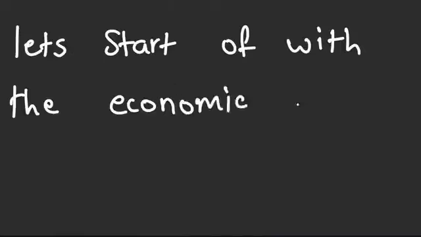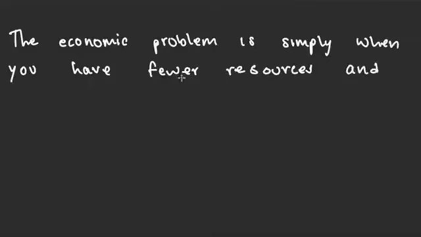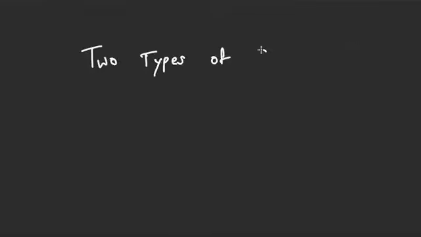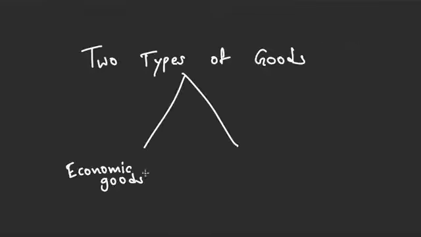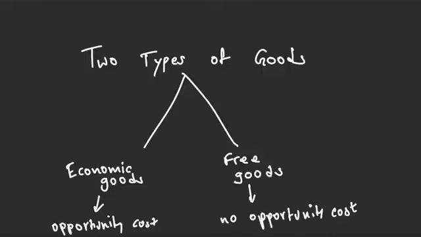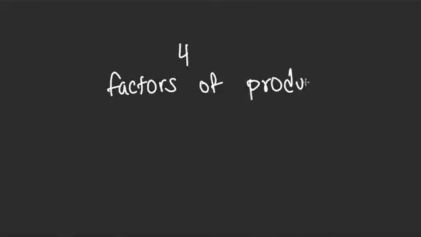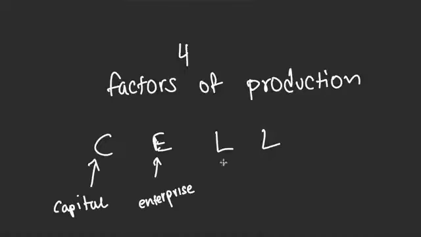Let's start off with the economic problem. The economic problem is simply when we have fewer resources and unlimited wants. We need to know two types of goods, the economic goods and the free goods. While the economic goods have opportunity cost, the free goods do not have opportunity cost. An example is sunlight. We have 4 factors of production. You can remember this with CLEL: capital, enterprise, land and labor.